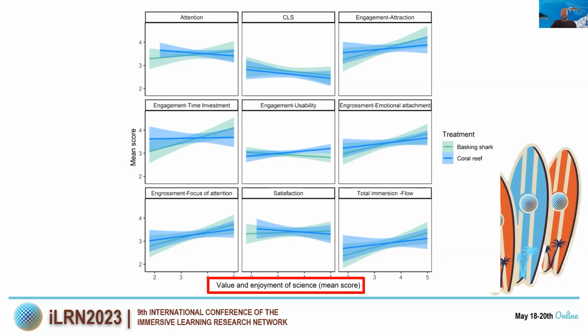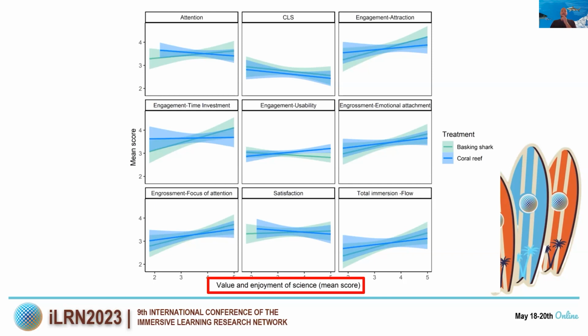And you can see there is a general trend of everything going up. So the more you value science, the more immersed you felt, regardless of whether you're doing the basking shark app or the coral reef app. But the cool thing is that when we just measured their enjoyment of science, there weren't any real big differences between the two different experiences. The lines mostly are going in the same direction. So in this case, it didn't make a huge difference based on their enjoyment of science.